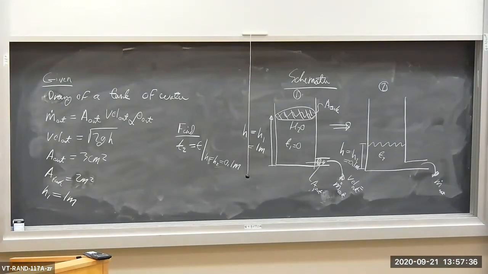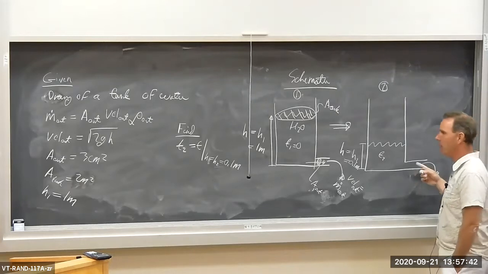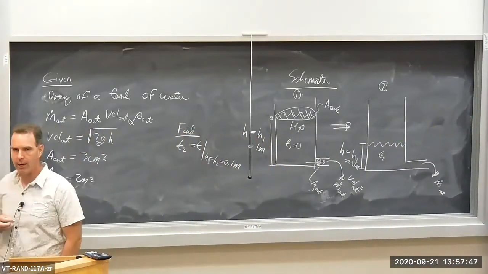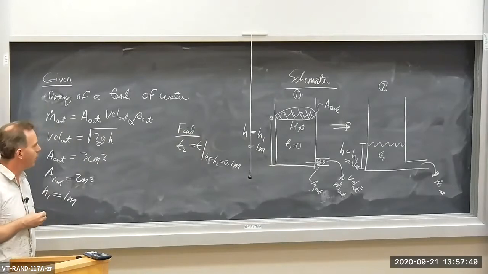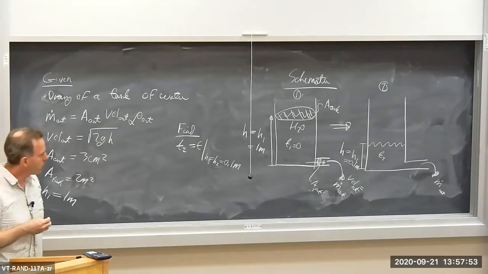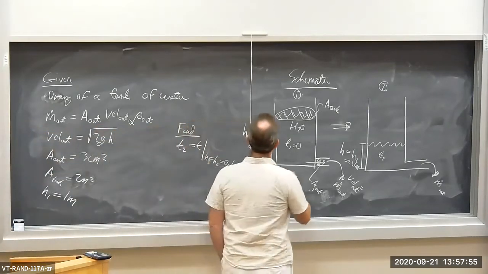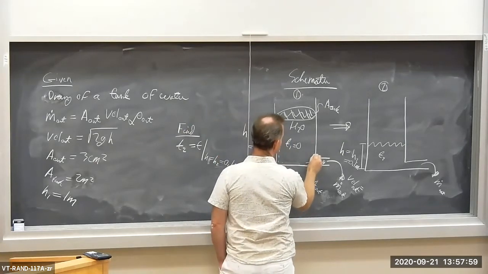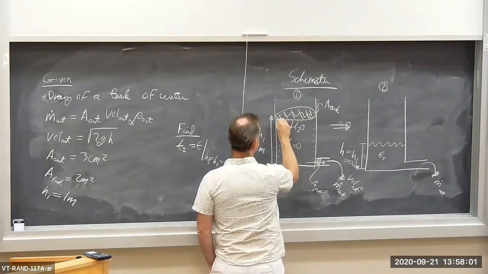What is T2? Okay, so the velocity and therefore the flow rate at the outlet is going to change with time. So clearly we're going to have to do some integration here to figure out how long it takes to drain the tank. Okay? All right, so let's get started here. How long does it take to drain 90% of the water out of the tank?